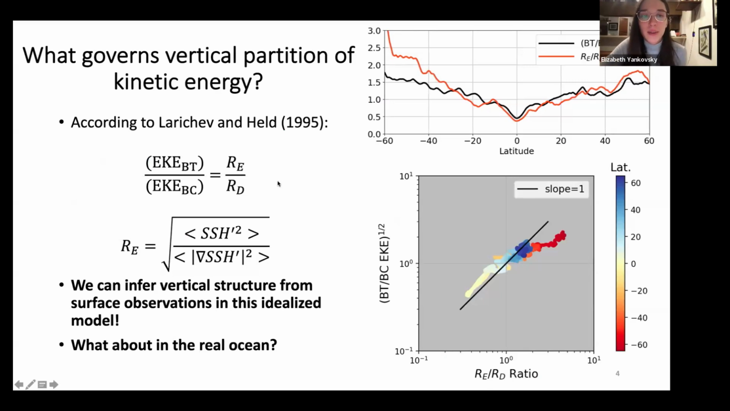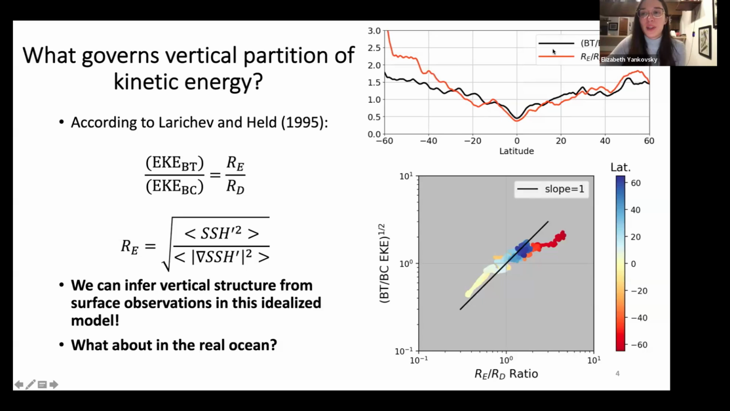Okay, so if we try to apply this Larichev and Held 1995 idea, we can actually quantify this better than I showed on the previous slide, which is that we can say that the ratio of the eddy scale to the deformation scale is going to be related to the square root of the ratio of the barotropic to baroclinic eddy kinetic energy. And apologies, there should be a square root there. So I actually tested this idea in an idealized model. I computed the eddy scale using the sea surface height, which is something that you can observe. It's a two-dimensional field from the surface.